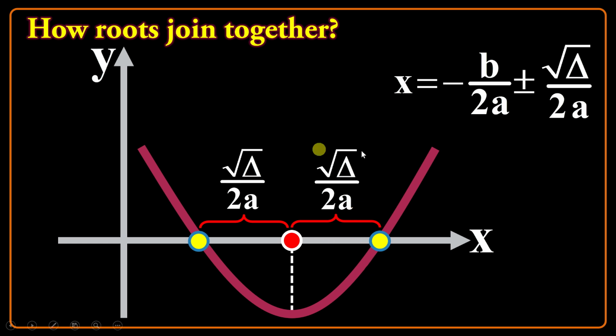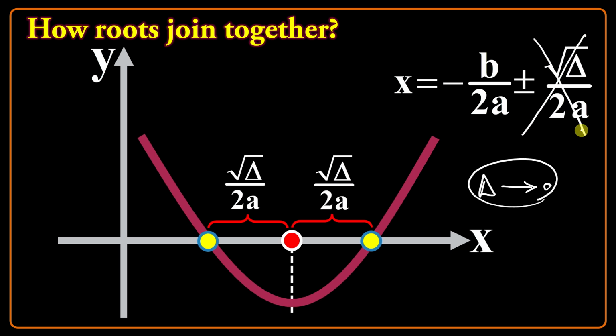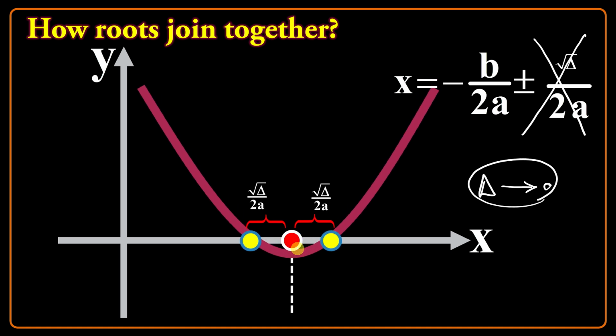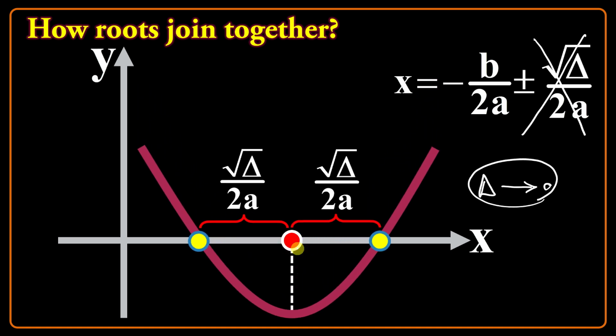To have a better understanding of delta, let's look at this graph. Here you see the square root of delta over 2a, as I told you, is the distance between each root and the axis of symmetry. Suppose that delta approaches 0. If it goes to 0, the second term will disappear. So the roots are joining together and we will have just one single root, which is named a double root. What if delta is negative?